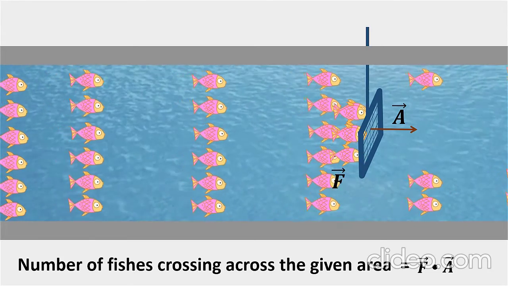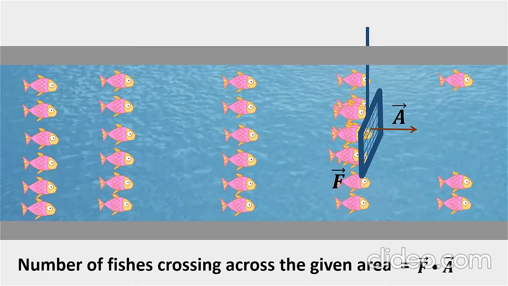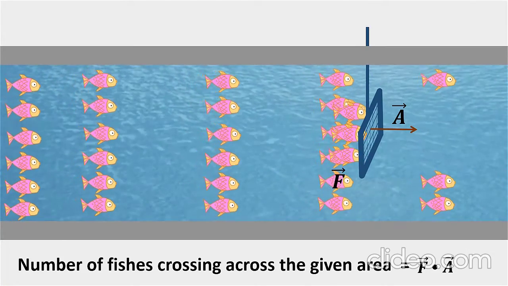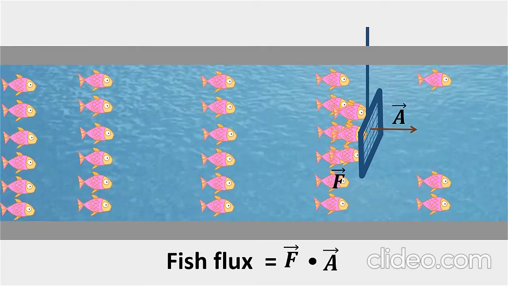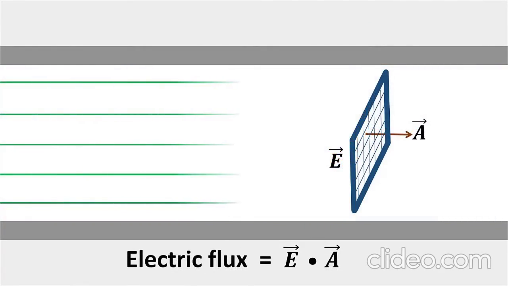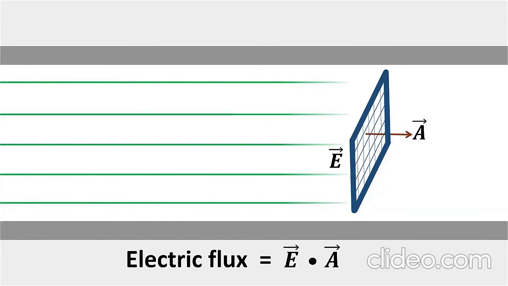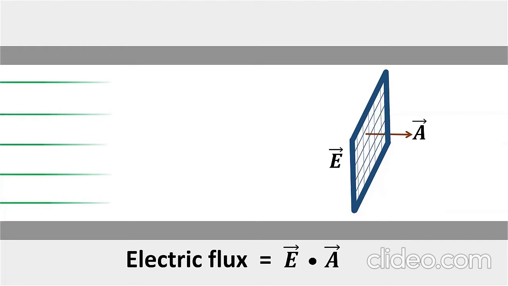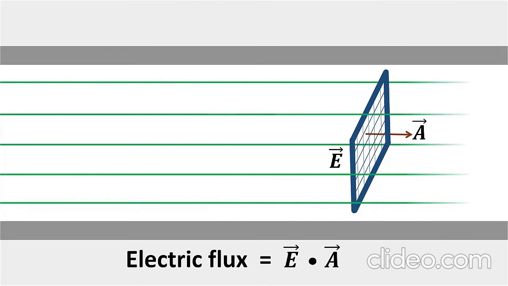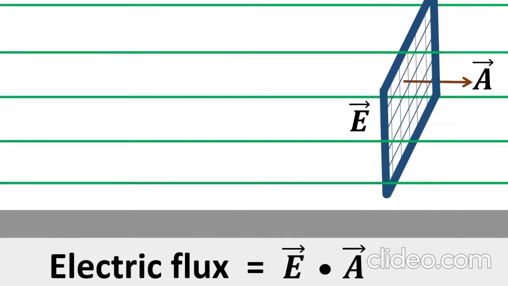Something crossing per area can be called flux. So, this can be called fish flux. Just replace these fish lines by the electric field lines, like fish intensity F, here electric field intensity E, then the amount of field lines in a given region equals electric field dot area vector. That is, electric flux equals vector E dot vector A.